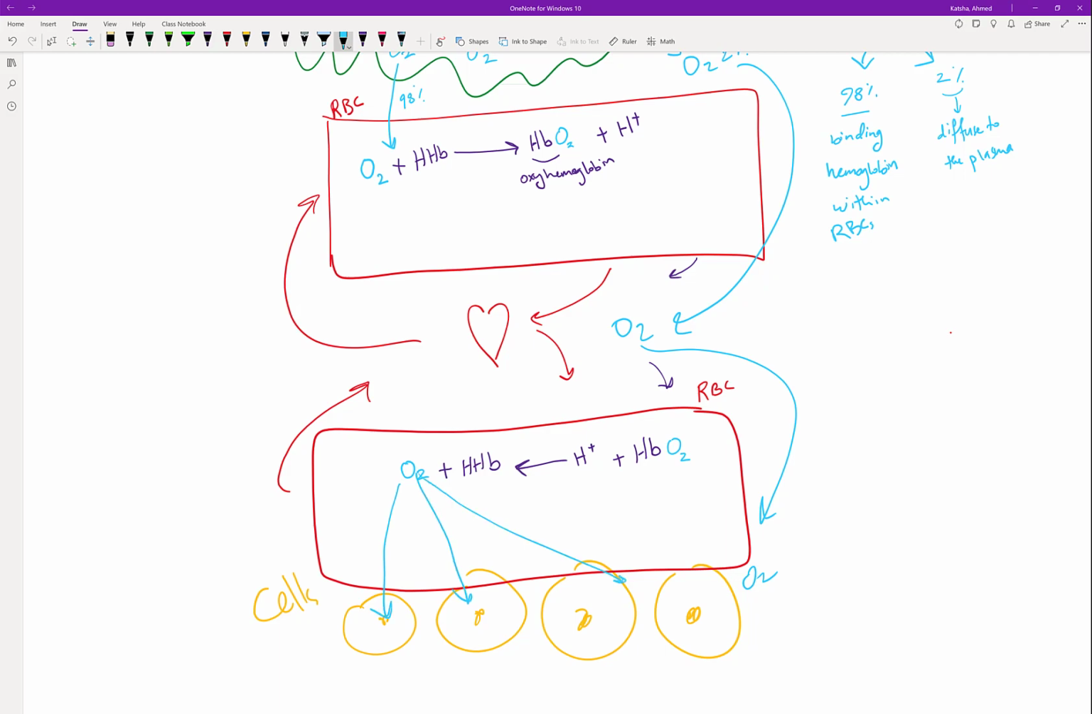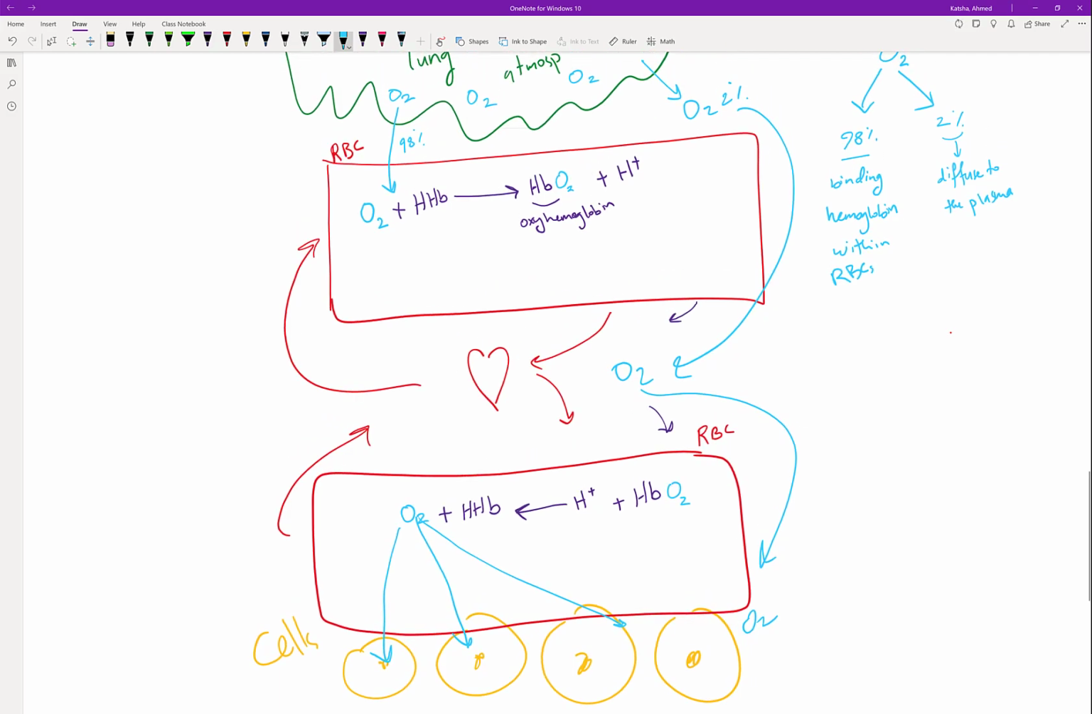Okay, so this is how we are transporting oxygen with hemoglobin. It will go into the red blood cell, bind hemoglobin, so we get oxyhemoglobin, and move through the blood. Once around the tissue, we will reverse the reaction: oxyhemoglobin binds a hydrogen ion, we get hemoglobin back, and release this oxygen. This oxygen will diffuse to the cells. Okay, so this is for oxygen.